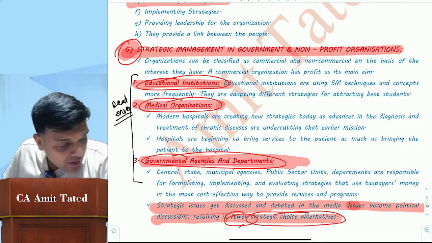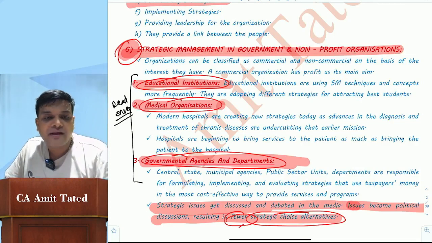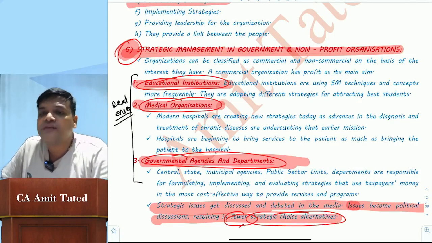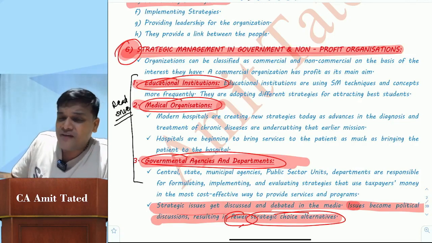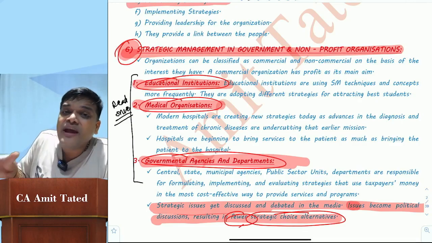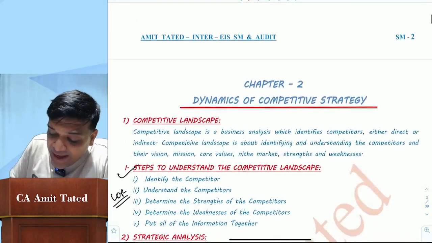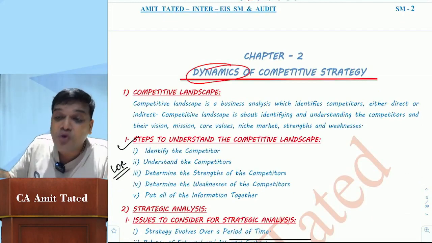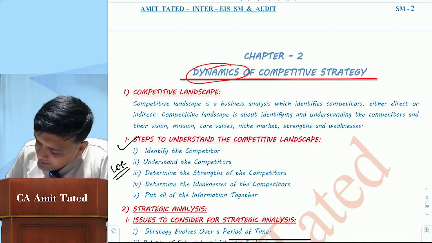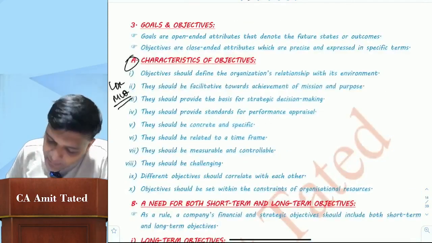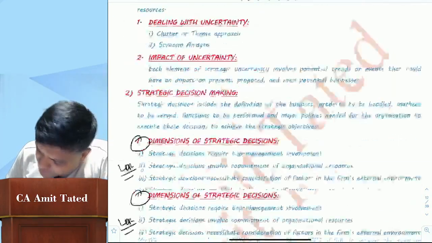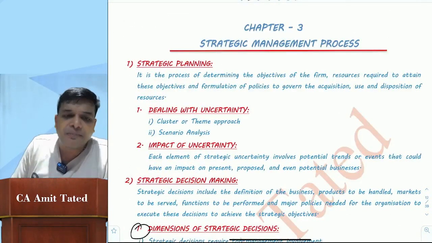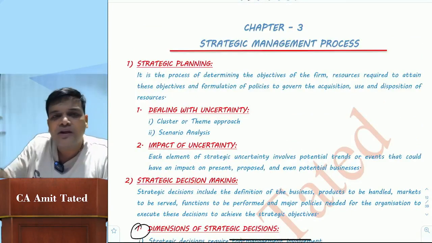Now the next chapter we should go ahead with is chapter 3. Chapter 2 we will take after chapters 4 and 5, because let's decide a strategy first, and only then can we do the analysis, because chapter 2 is all about analysis, the dynamics of competitive strategy. But we need to understand something before understanding chapter 2. So let's discuss chapter 3 first. After chapter 3 we'll focus on chapters 4 and 5, and then we'll come back to chapter 2, and then chapters 6, 7 and 8 we can go in any sequence.